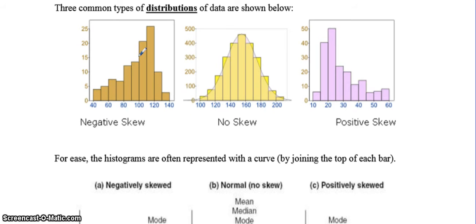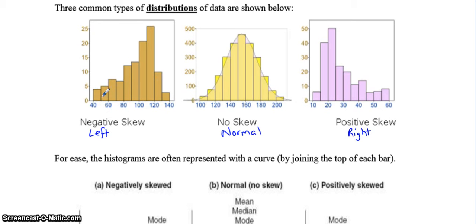There's one where the bulk of the data is to the right. That is called a negative or left skew. There is one where it just looks like a hump. It's perfectly symmetrical. That is called a normal distribution. And there is one where the bulk of the data is to the left. That's called a positive skew or a right skew. So be careful with the skewed graphs. When the bulk of the data is to the right, it's a left skew. You'll learn why later, but it's the opposite to the way it looks.